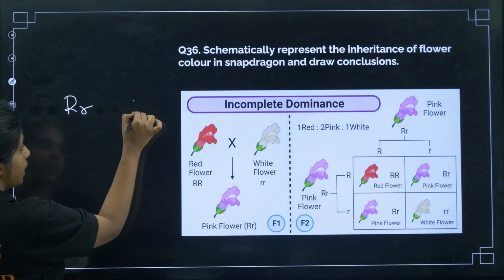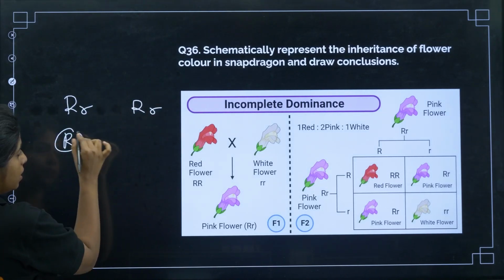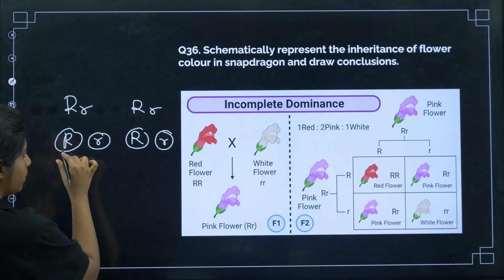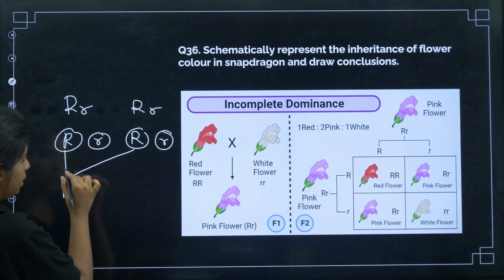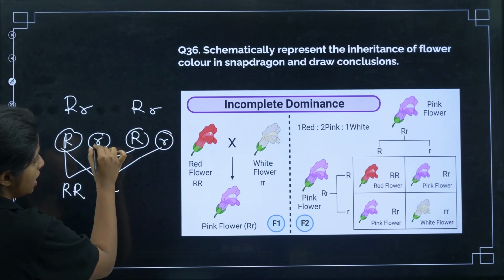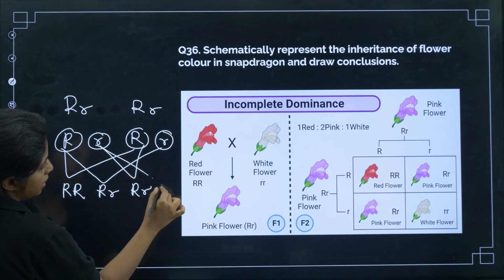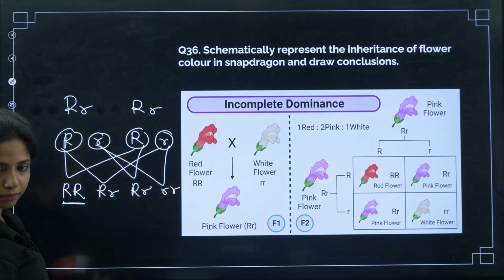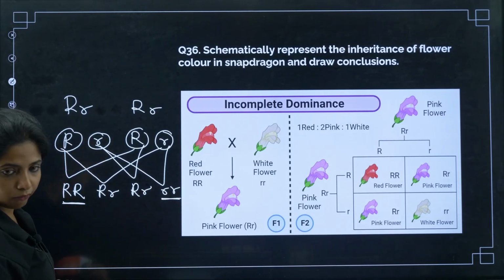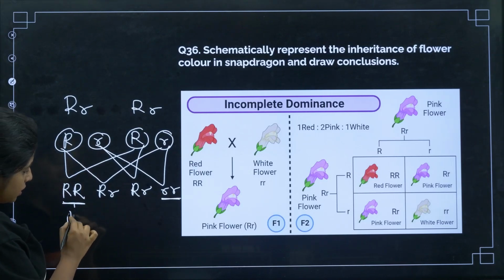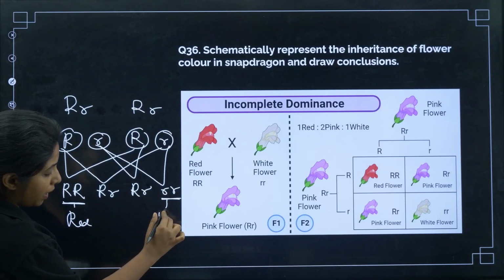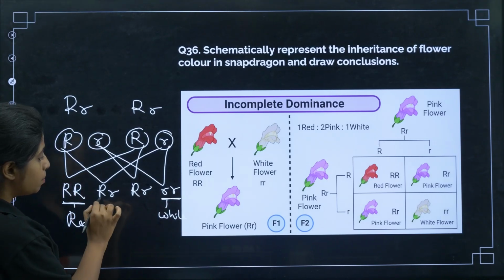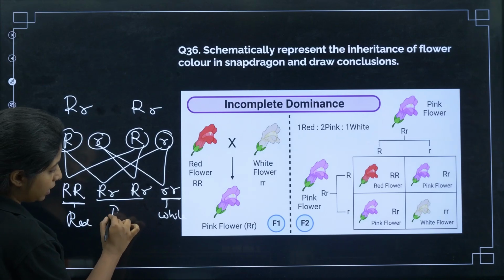Capital R, small r, and capital R, small r. You have the gametes capital R and then small r. Capital R and then small r. From here to here, if you cross, you get capital R, capital R. This and this, you get capital R, small r. This and this, you get capital R, small r. This and this, you get small r, small r. So if you see, my dear children, okay, so this is red, this is white, because there are two alleles. Here also there are two alleles, so there is no point of incomplete dominance. But here still they are showing incomplete dominance, which is why they are pink in color.